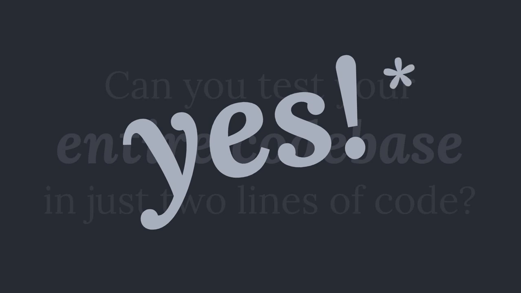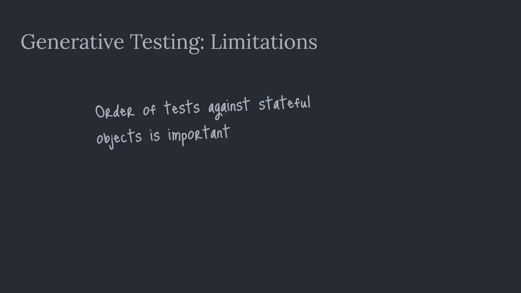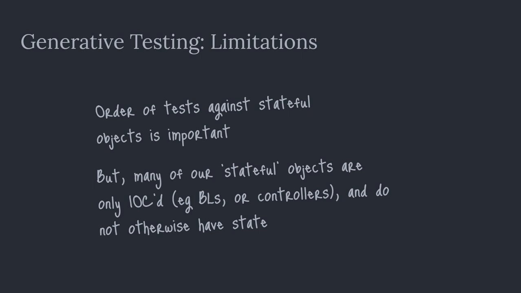But there is a caveat which we need to cover. Generative testing like this assumes method calls are pure because you can't specify the order of the methods. Reflection just returns them in alphabetical order. And the order of tests against stateful objects is important. If you add data to a storage service, you might want to test that that data is available on a retrieval. But happily, in practice, stateful objects can be few and far between.